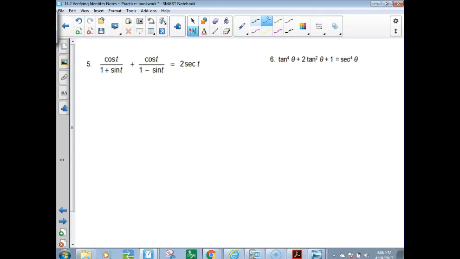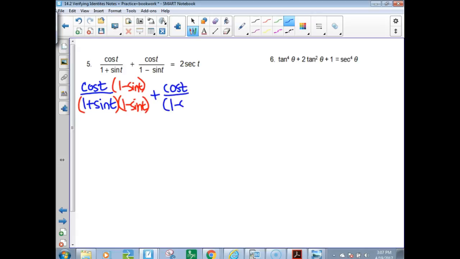So I'm going to have to multiply the first one. I'm going to rewrite the first fraction, cosine t over 1 plus sine t. And I may be missing what you were trying to say just now, but this is what we're going to do. We're going to multiply the first one by 1 minus sine t, top and bottom. And we're going to multiply the second fraction, which I just rewrote, times the first fraction's denominator, 1 plus sine t.